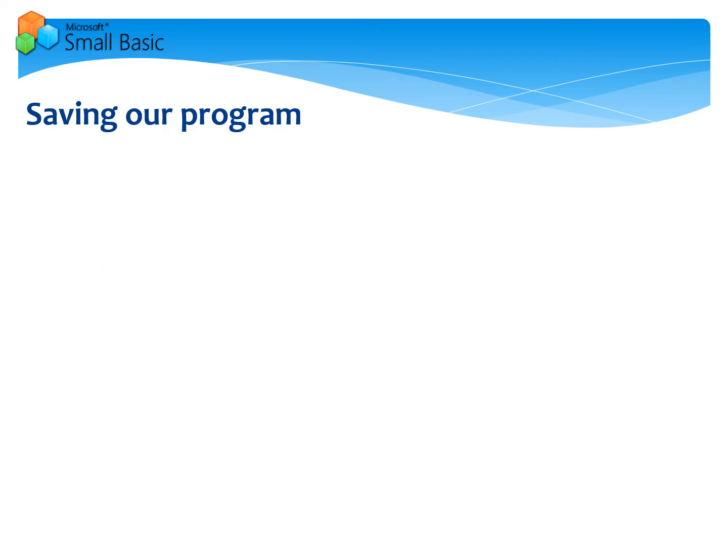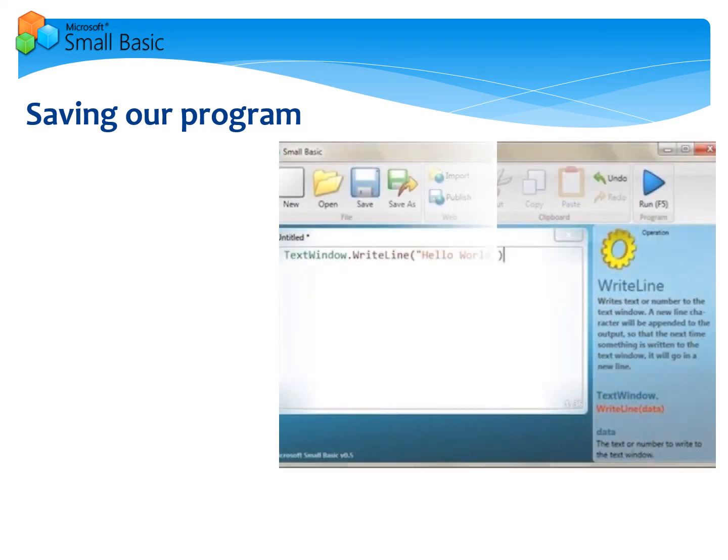After creating this, you have to save the program. There are two ways to save in Small Basic. Our program is called Hello World, and we want to display Hello World. So we type TextWindow.WriteLine, then within brackets and double quotes, we say Hello World.